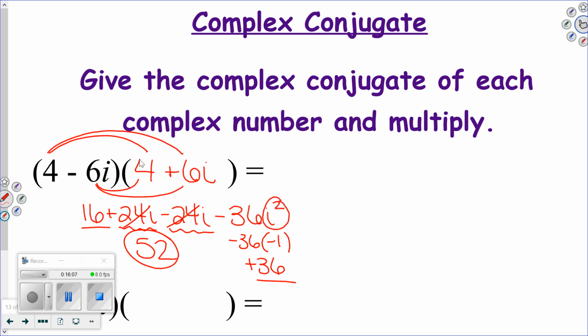All right, are there questions on complex conjugates? Are we bored to tears at this point? Okay, great.